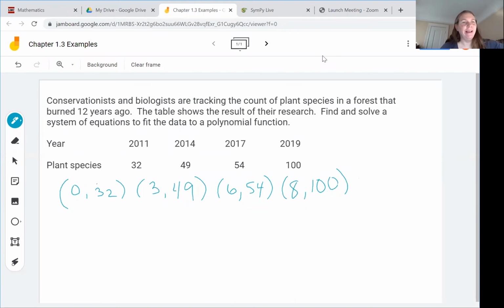In this video, we take a look at fitting polynomials to data given to us from a real-life situation, and we are going to use matrices to find the polynomial of best fit to this data. Here's a scenario that we are given. Conservationists and biologists are tracking the count of plant species in a forest that burned 12 years ago. The table shows the results of their research. Find and solve a system of equations to fit the data to a polynomial function.